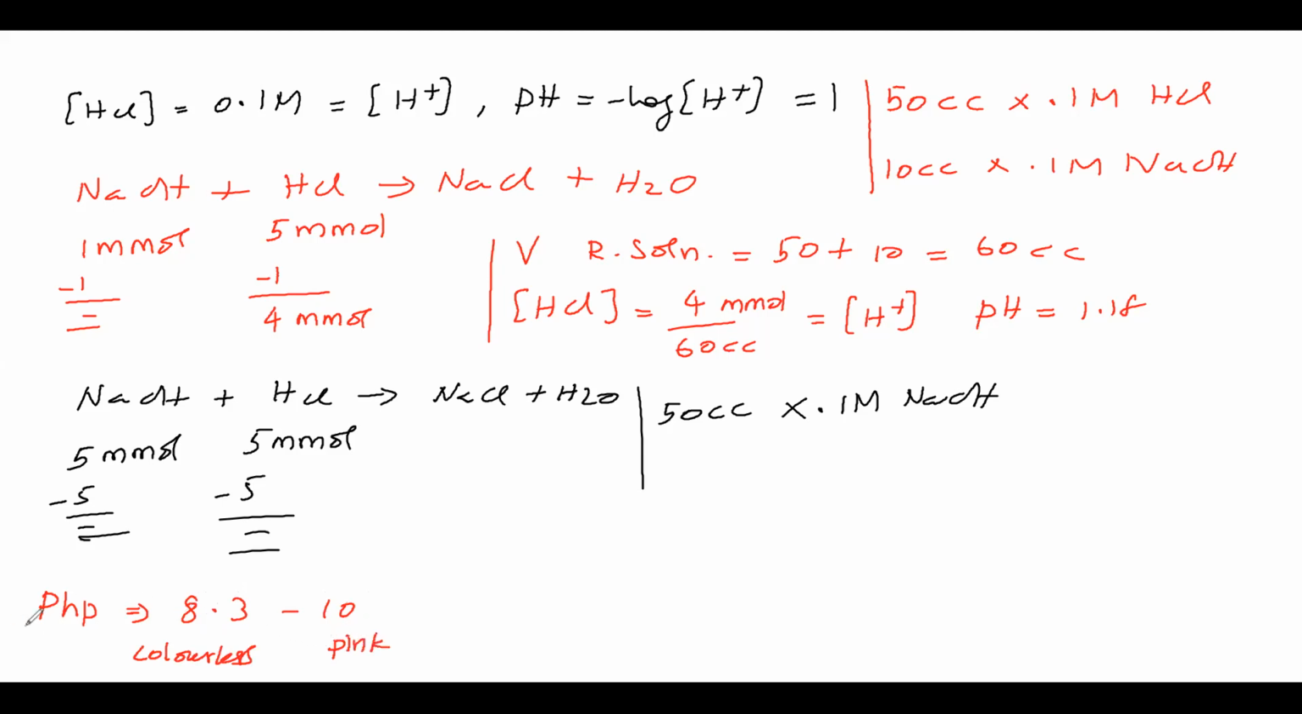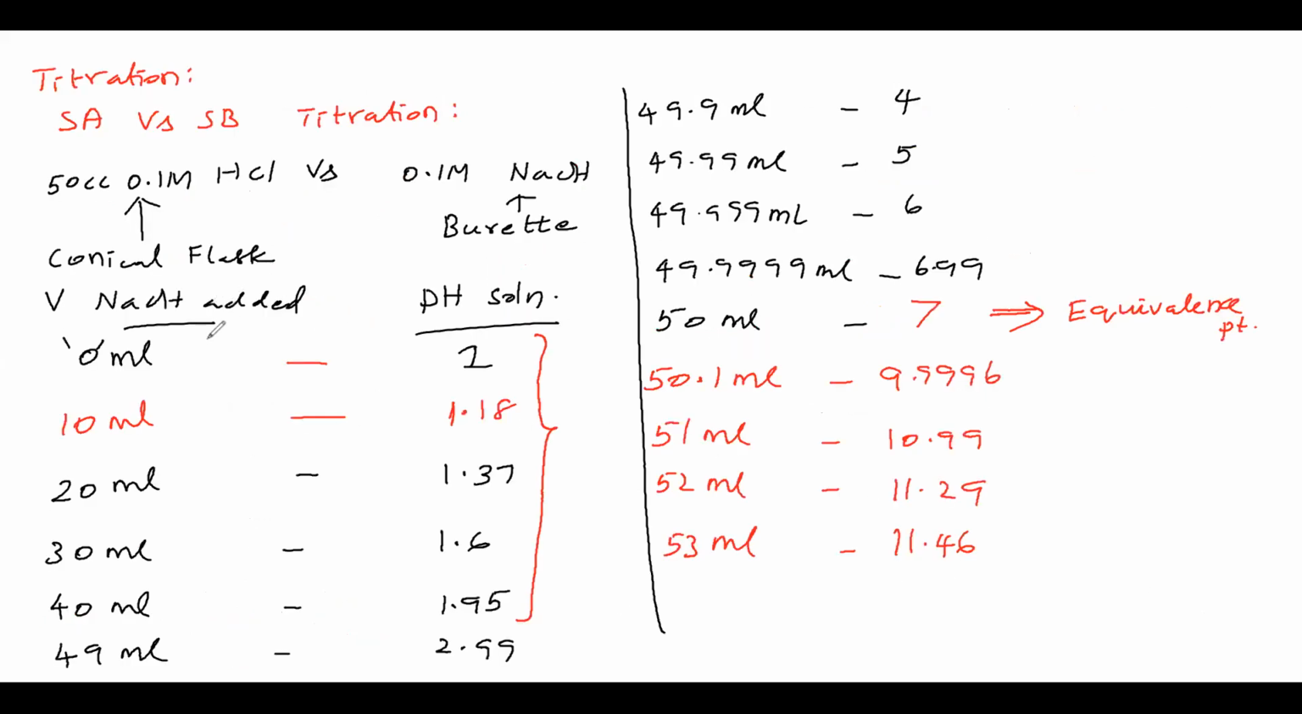So we have taken the phenolphthalein indicator. For this, the pH range is 8.3 to 10. Up to 8.3, this indicator will give colorless. From 10 onwards, this indicator will show pink color. Now we will take this phenolphthalein indicator and add it to the conical flask.